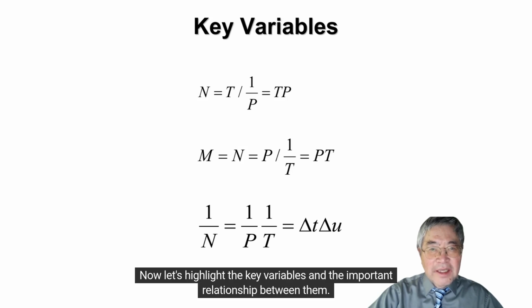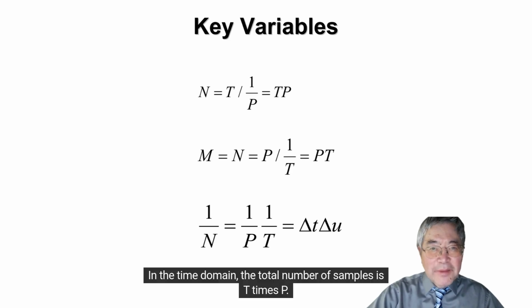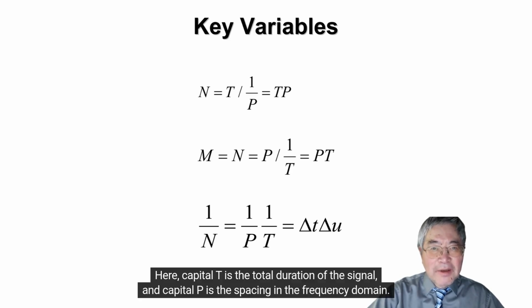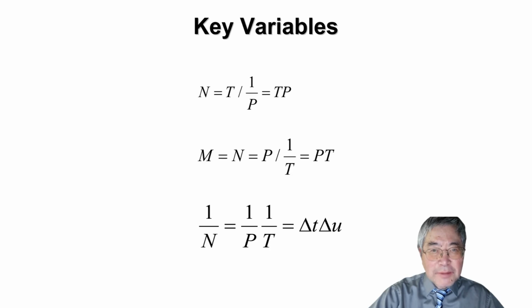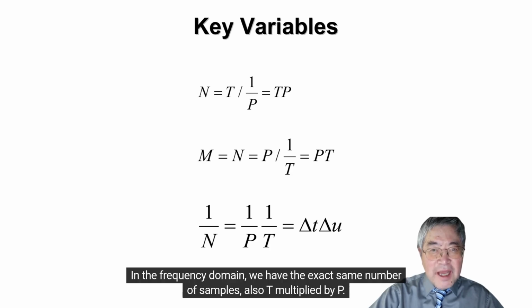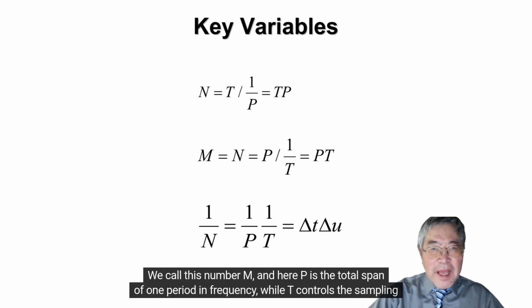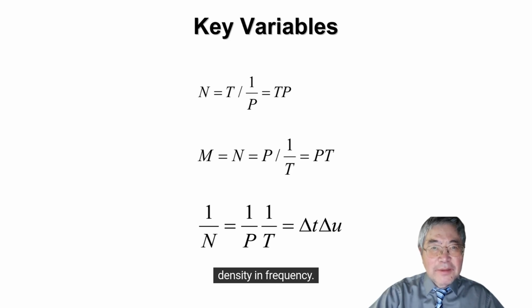Now let's highlight the key variables and the important relationship between them. In the time domain, the total number of samples is T times P. Here, capital T is the total duration of the signal and capital P is the spacing in the frequency domain. So we have n equal to T multiplied by P. In the frequency domain, we have the exact same number of samples, also T multiplied by P. We call this number m, and here P is the total span of one period in frequency, while T controls the sampling density in frequency.